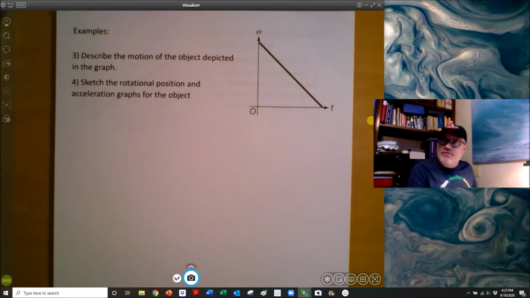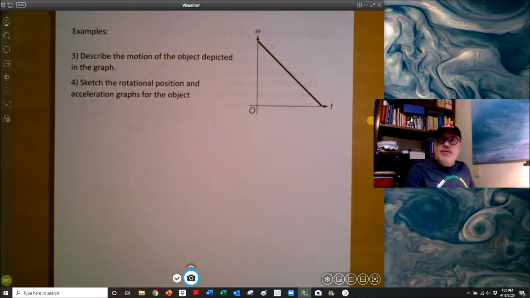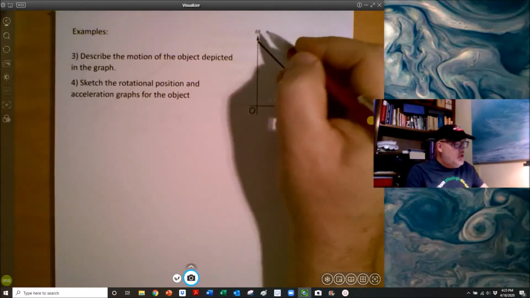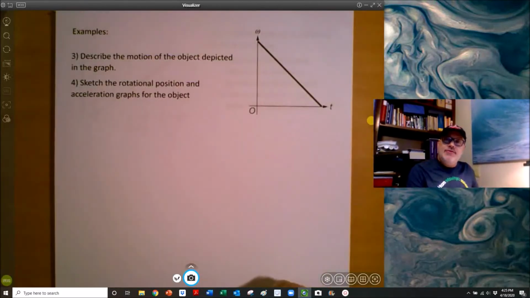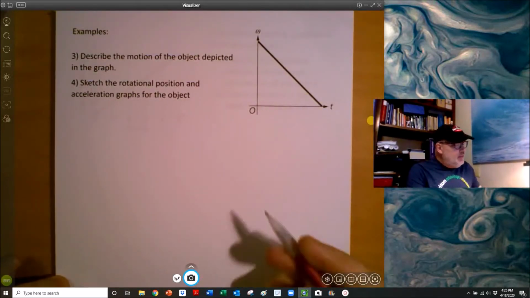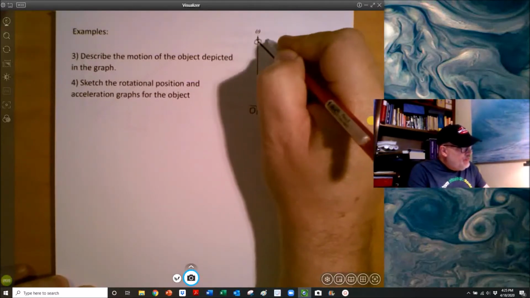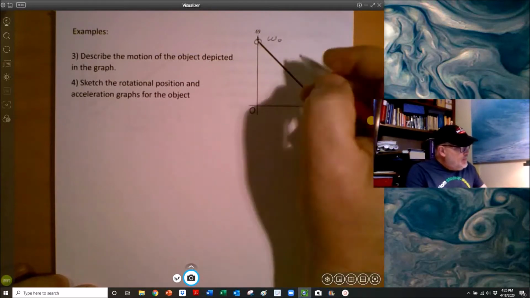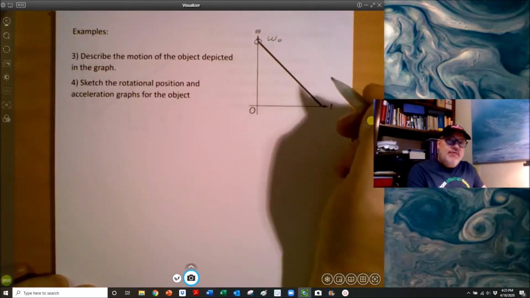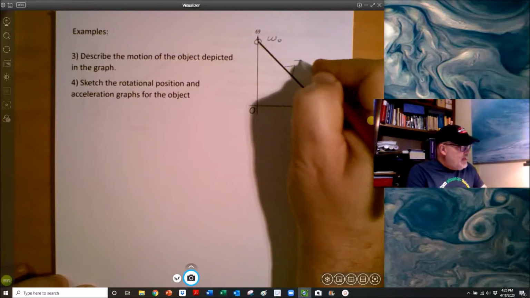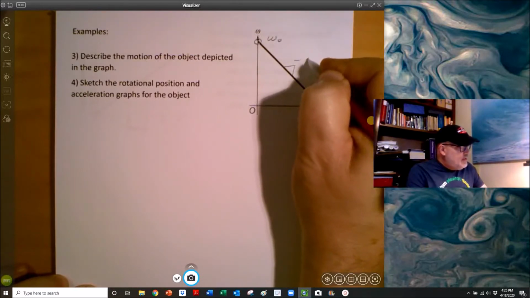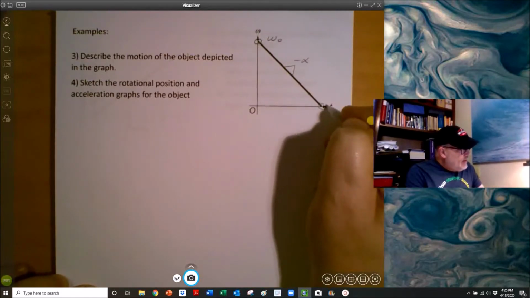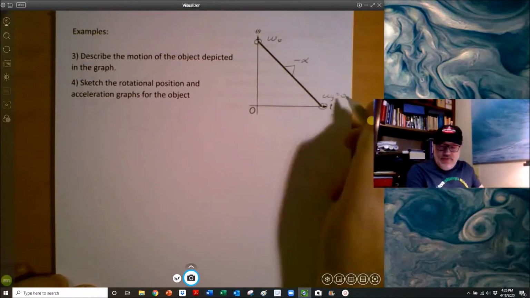Problem 3 and 4 are very similar to our last one, except this time it wants us to describe the motion of an omega t graph. So that's our angular or rotational velocity versus time. So it's going to be a little bit different. So this one starts with an initial angular velocity. And then remember, the slope of this graph gives us acceleration. So we have a negative constant angular or rotational acceleration. And we end down here with a final velocity of 0.